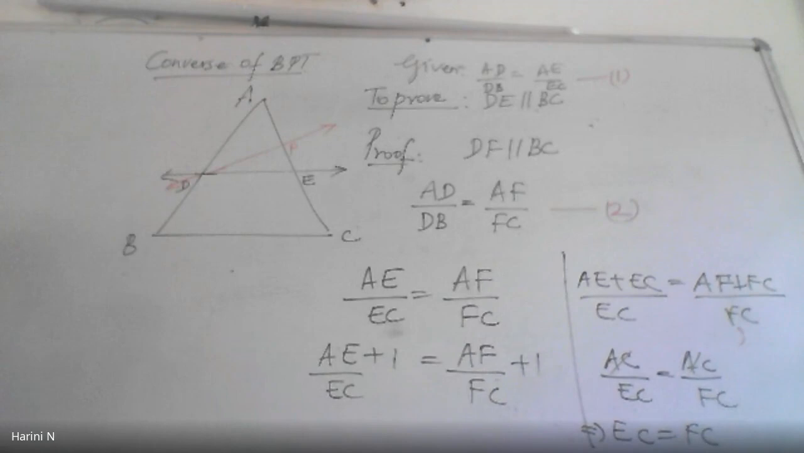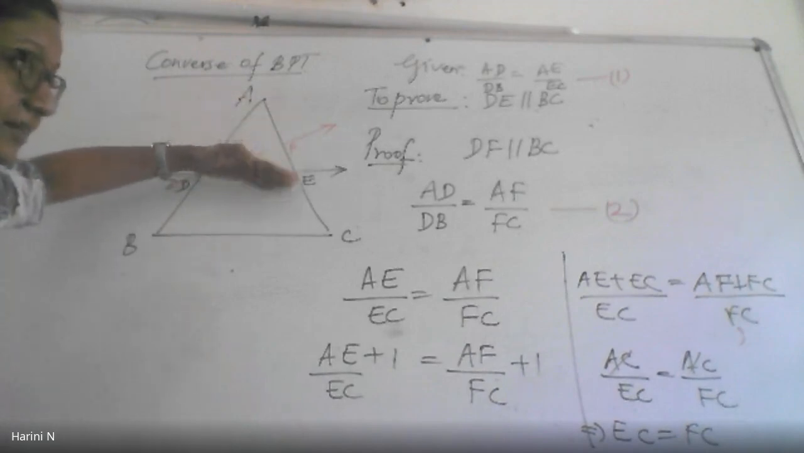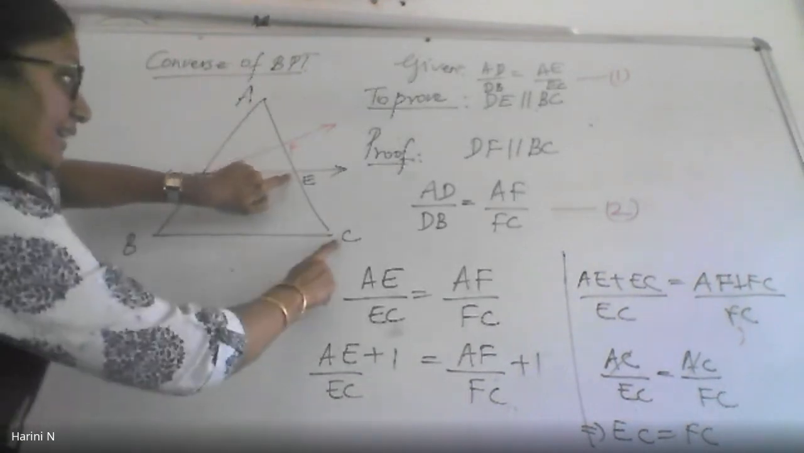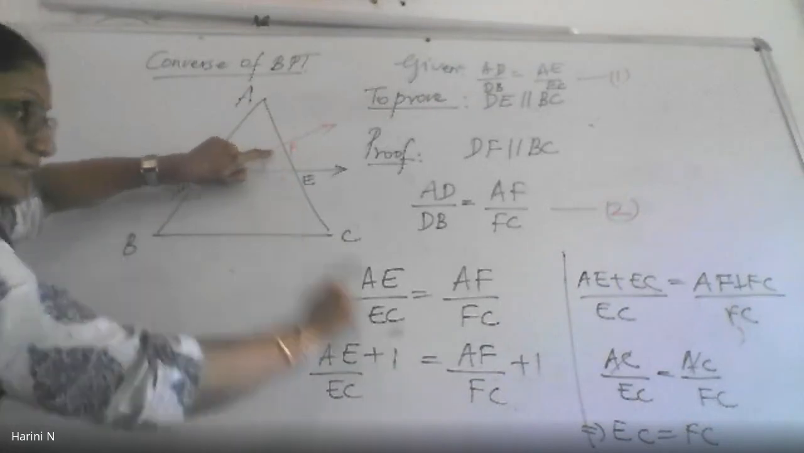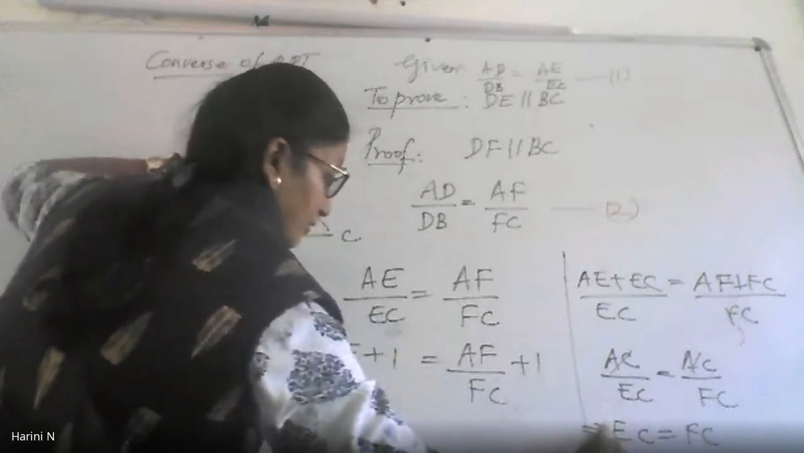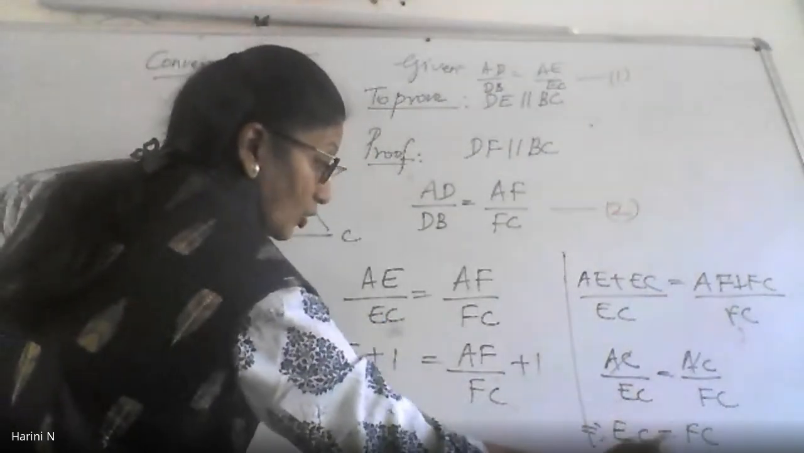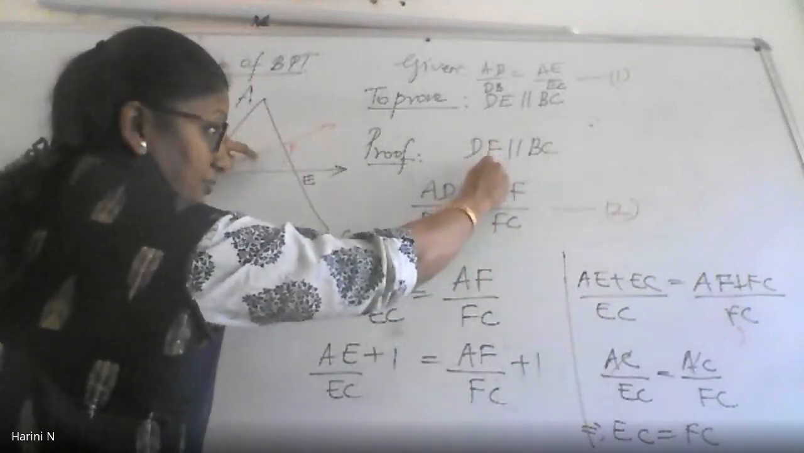It can happen only when DF and DE are the same lines. If E and F are the same point, then I can say EC is equal to FC. But they are two distinct points. So you are getting something wrong here. Can EC become equal to FC? Never. Because of my diagram, they are not equal. So why did you get a wrong conclusion? Because you started with a wrong assumption.